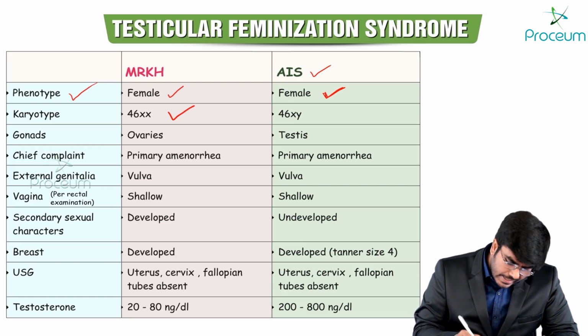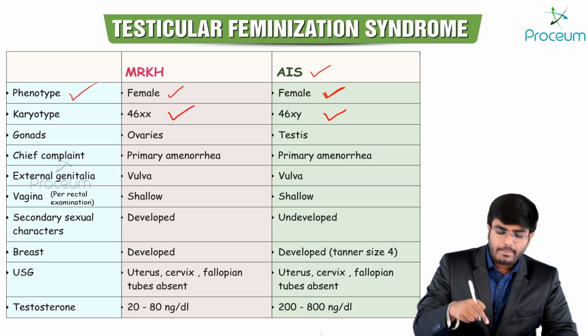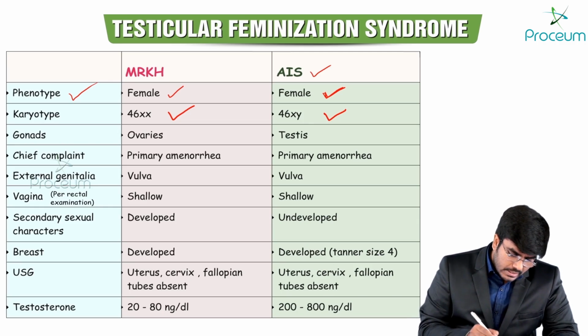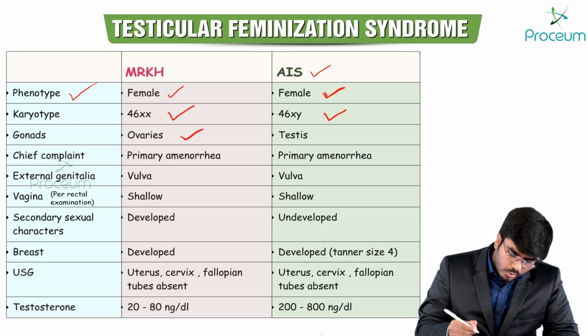Now, what about the AS, guys? It is 46XY. Okay, there is a Y chromosome. It's actually a male. Now, what about the gonads? The gonads here in MRKH are ovaries, and the gonads in androgen insensitivity syndrome are testes.